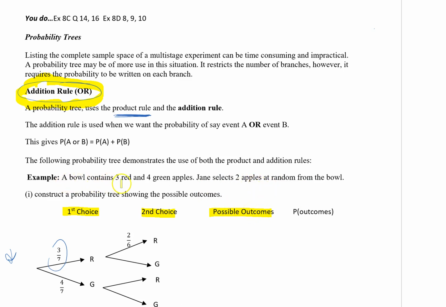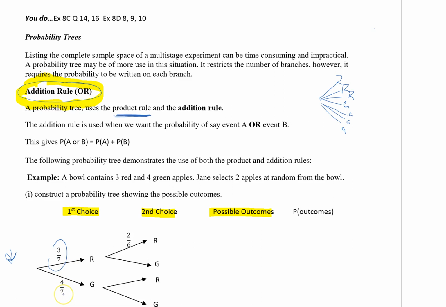Now, normally in a tree diagram, since we have 7 apples, we would start off with 7 branches. So I'm sure you can see that 7 branches, 3 of them we would put red on, and the other 4 we would put green on. And already you can see that it's getting too big. So what we do is we reduce our branches to either red or green. So we're covering all possibilities. The apples are either red or they're green.